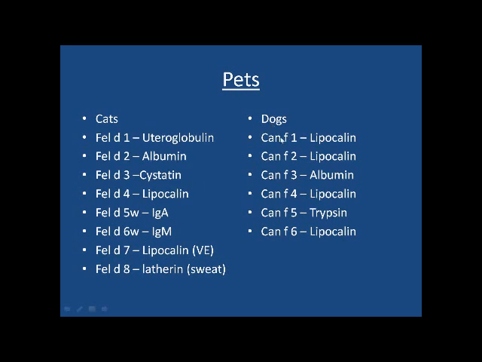And dogs, Can f 1, 2, 4, and 6 are all lipocalins. And by the way, Can f 2 and Fel d 4 are highly cross-reactive. So it's sensitive to the cat and the dog at the same time if you're sensitized to this particular lipocalin. But Can f 5 is a trypsin and another protease, which we see in a lot of other sources as an allergen.